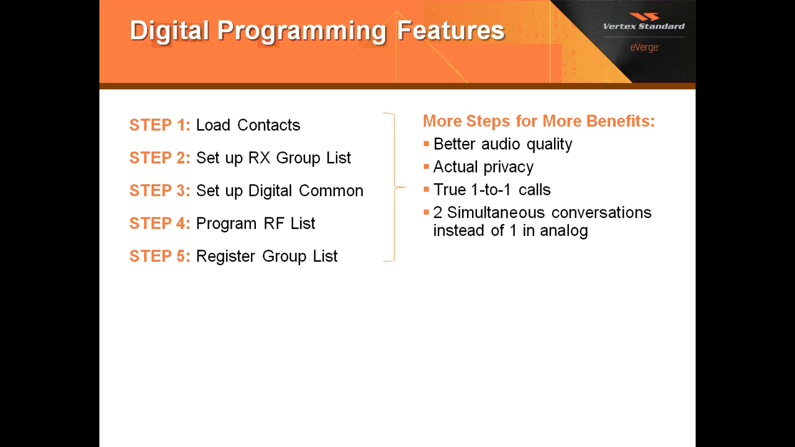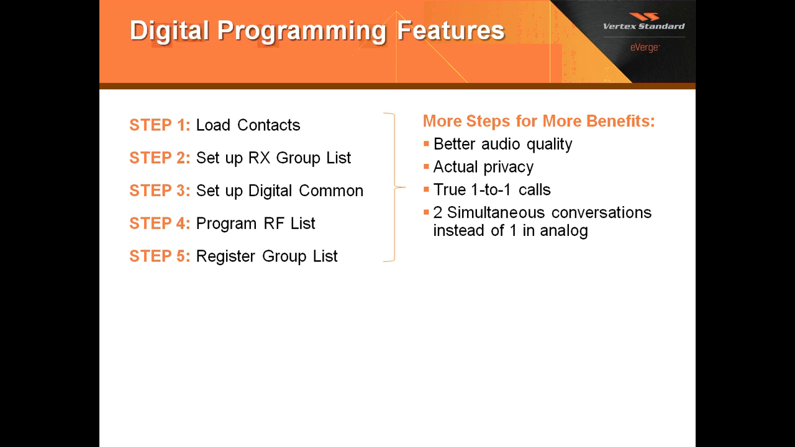Alright, now we're going to go ahead and talk about programming the radio. First, we're going to have to load the contacts, then the receive group list, the digital common. After that, we'll program the RF list, and then register the RF list to the group list. As you can see, there's more steps involved, but you have more benefits from operating in digital.